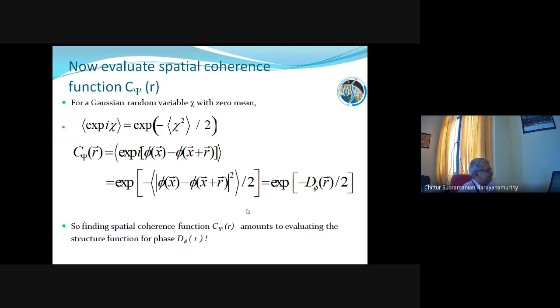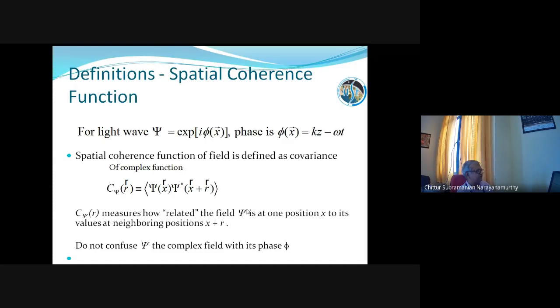Now, you can evaluate the spatial coherence function, which is very important for understanding light propagation through turbulence. So the expectation of exponent i psi, where psi is a random variable, can be written as exponent of minus x squared by 2, and C psi is the spatial coherence function, which can be used for finding the structure function D phi in this form. So we can use this spatial coherence function in this equation, which makes it possible for us to measure the important D phi value of this structure function.